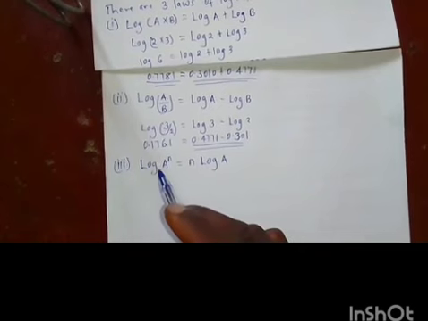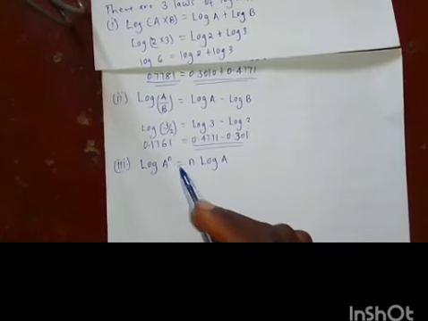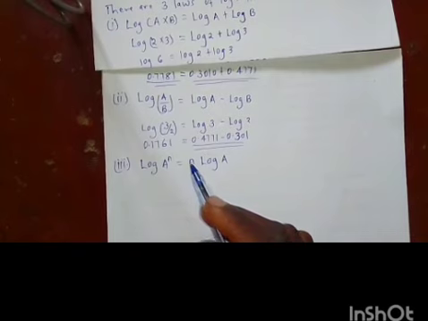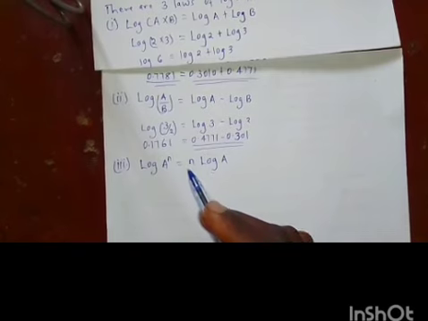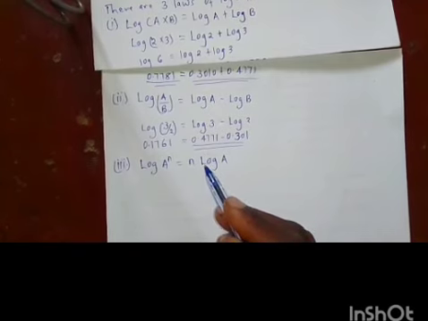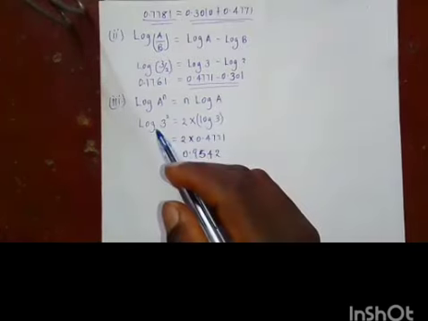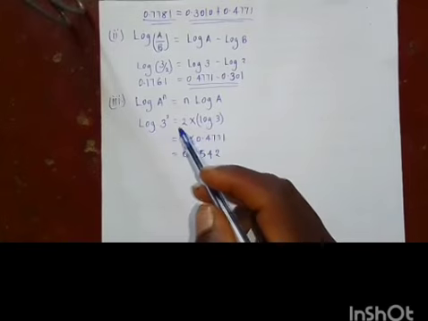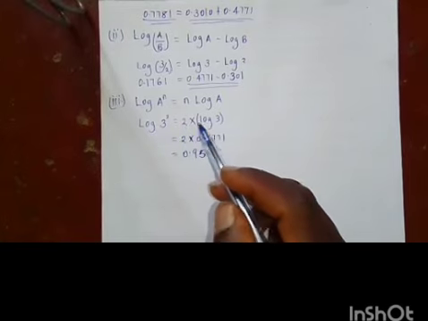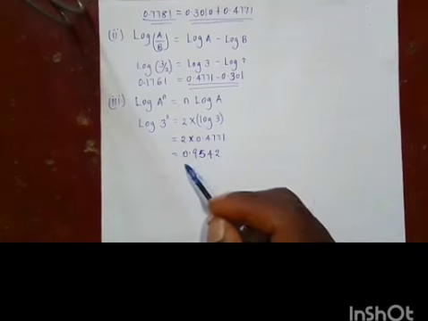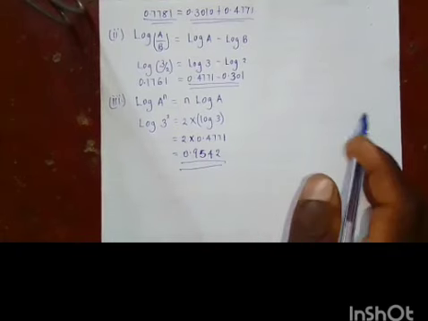The third law is the logarithm of a number raised to a power equals that power or the index multiplied by the log of that number. For example, logarithm of 3 squared equals 2 times logarithm of 3. So that's what we have.